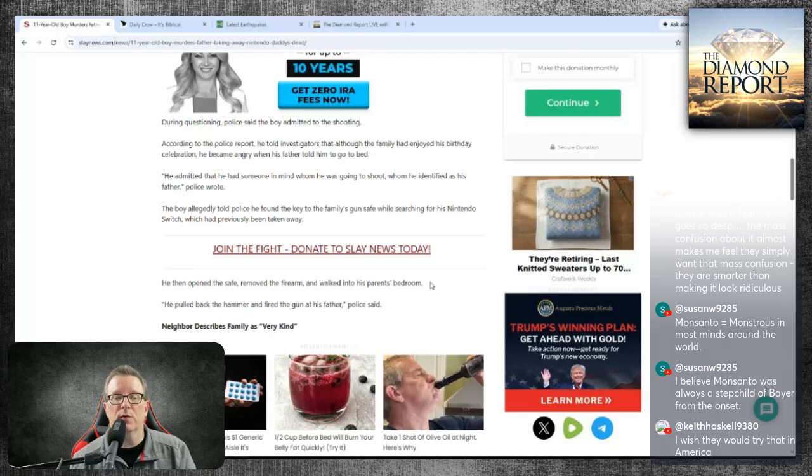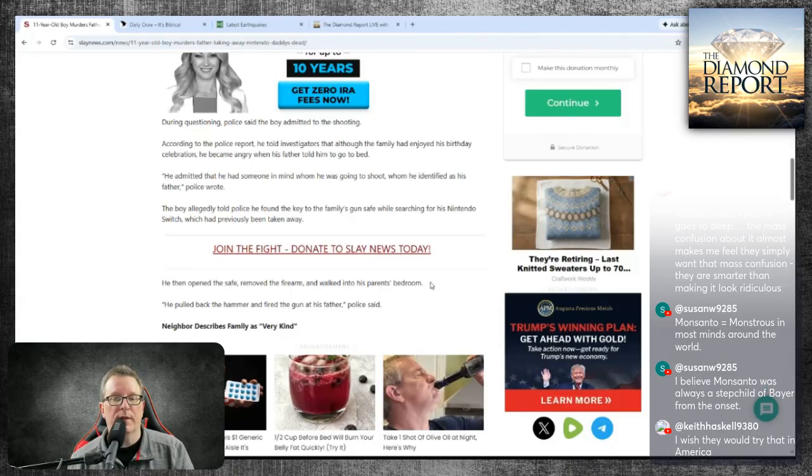According to the police report, he told the investigators that although the family had enjoyed his birthday celebration, he became angry when his father told him to go to bed. He admitted that he had someone in mind whom he was going to shoot, whom he identified as his father.